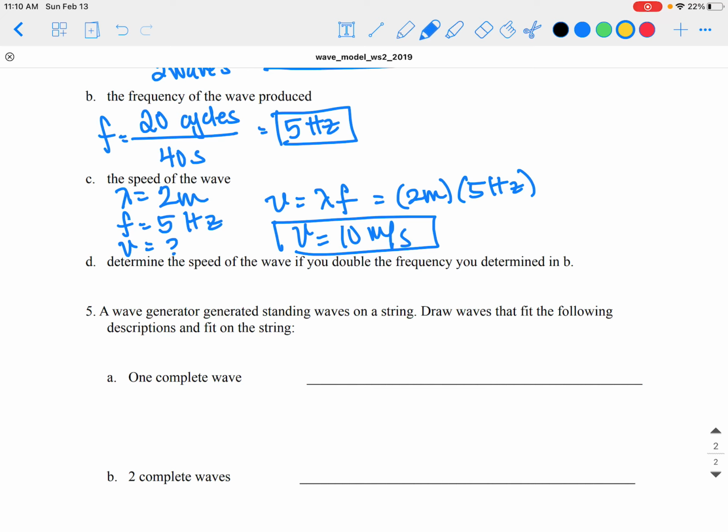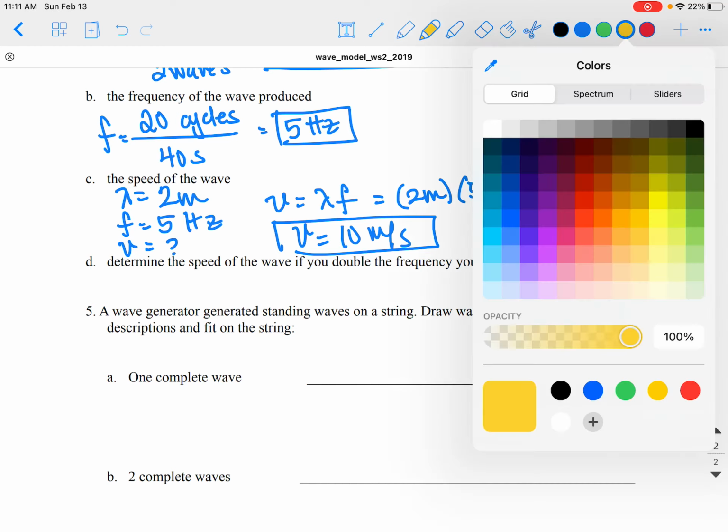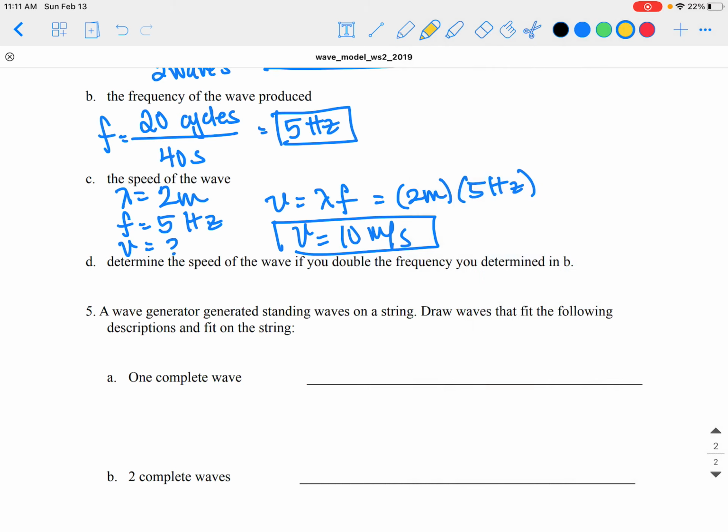Determine the speed of the wave if you double the frequency you determined in B. So if I had double the frequency, remember, the frequency only decreases the wavelength. It actually doesn't do anything to the velocity. So how would the speed change? It wouldn't change. It would stay the same.